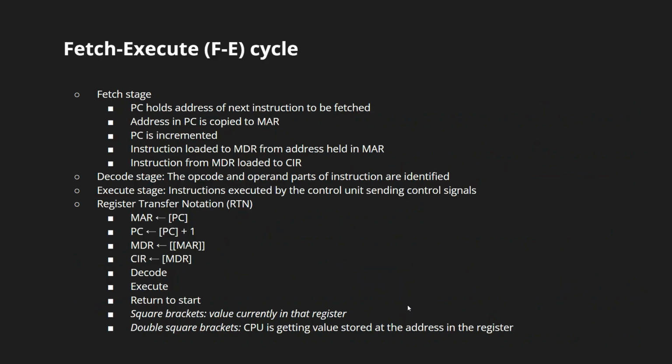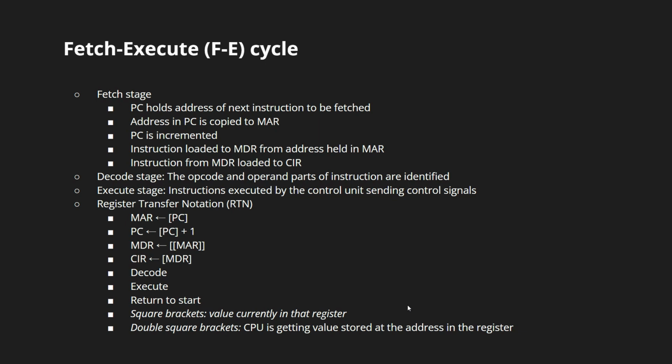Okay, this is the last topic, the fetch-execute cycle. This is the most important cycle that needs to be learned step by step. First of all, the PC holds the address of the next instruction to be fetched. The address is then copied to the MAR. The value at that address is put inside the MDR, and then the MDR's data or instructions are loaded to the CIR. The PC is then incremented by one. It is either incremented before or after. Then it is decoded and executed.